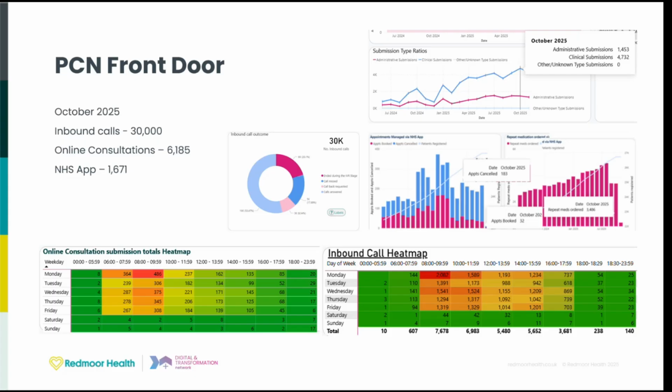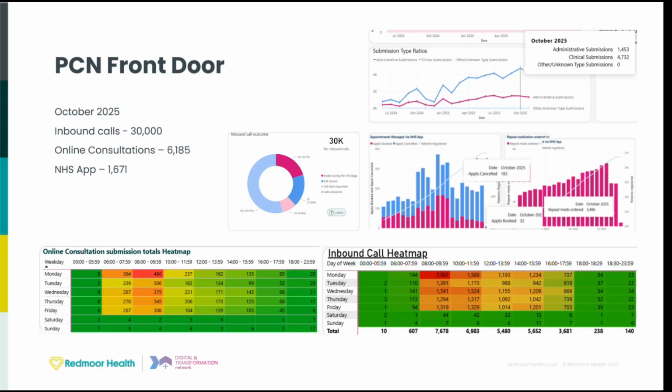So this example shows how bringing together telephony, online consultation, NHS App, and patient experience data helps PCNs understand how patients are accessing services and how that can change over time. So this is just a snapshot of a PCN from October 2025. In October, that PCN saw 30,000 inbound phone calls, just over 6,000 online consultations, and 1,600 interactions via the NHS App. So looking at these routes together gives a much clearer picture than reviewing any one channel in isolation.